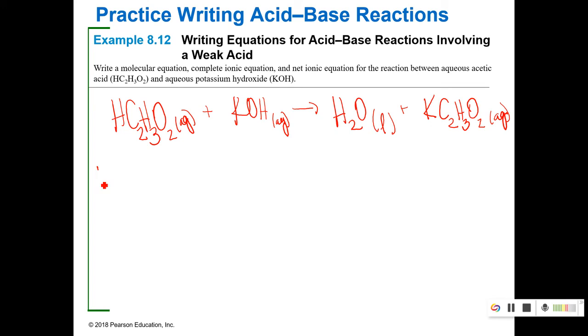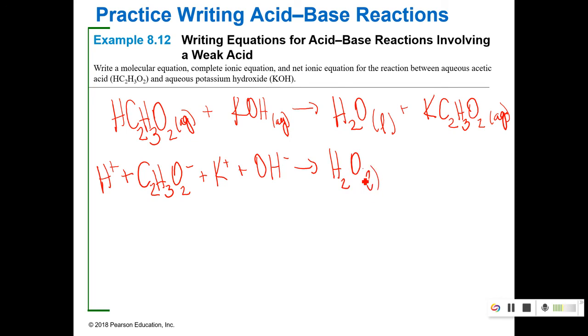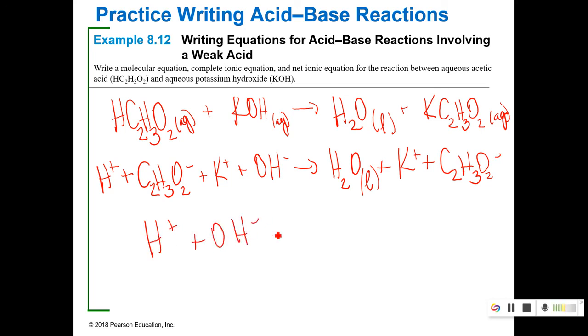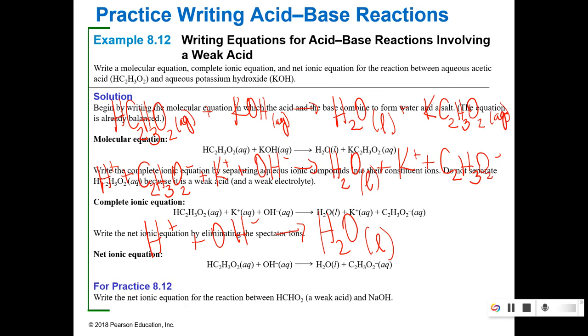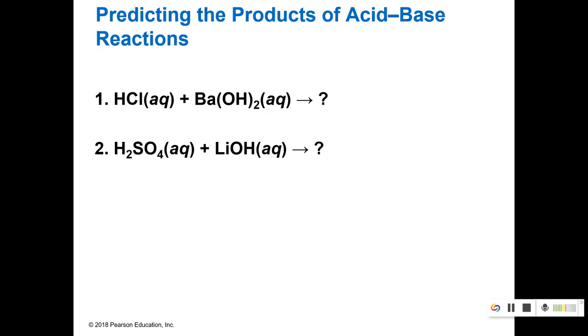It is balanced. Our complete is H plus C2H3O2 minus plus K plus OH minus yields water plus K plus acetate. And then our net is H plus OH minus yields H2O liquid. Okay, there's one more. If you'd like to do that one, you're more than welcome to.